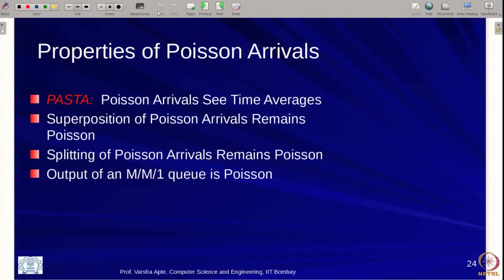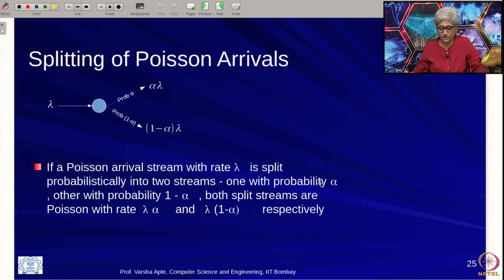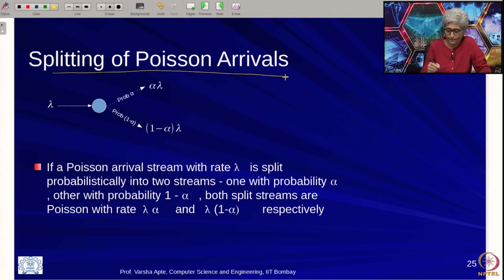So, let us now go to the remaining properties. We have seen this property now and we will see these three. The first of these says that splitting of Poisson arrivals remains Poisson. What does that mean? Consider an example. For example, let us say this stream here of Poisson arrivals represents some packets that are coming to a router.